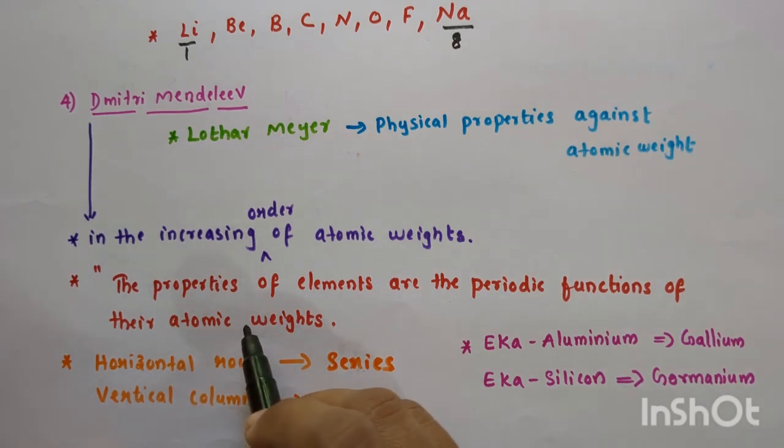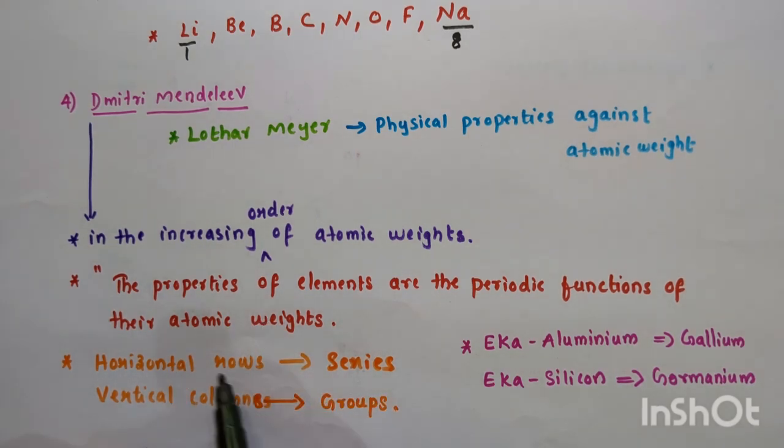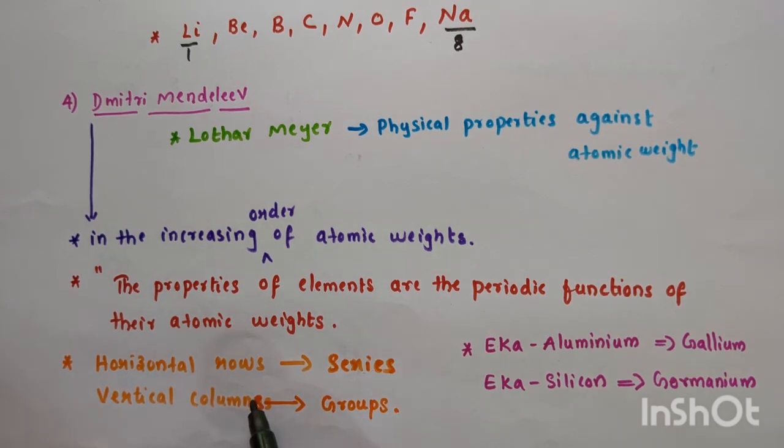See, Mendeleev's periodic table contains horizontal rows called series and vertical columns called groups. That is, the rows of Mendeleev's periodic table were called series and the columns were called groups. The elements with similar properties were placed in the same group.